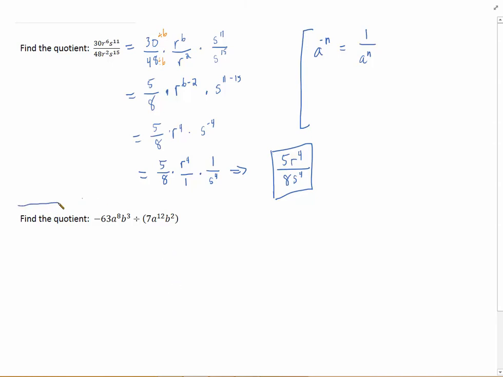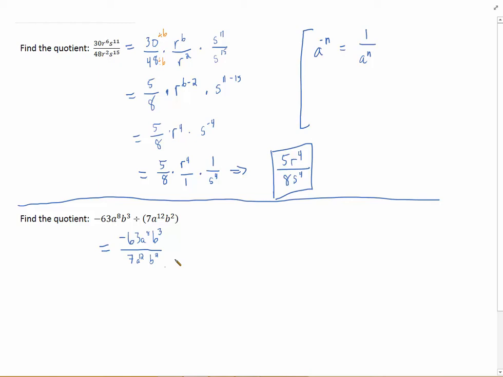Now the second exercise we have here, they gave us negative 63 a to the 8th b to the 3rd divided by 7 a to the 12th b to the 2nd. Well, that division symbol, division is just another way to write a fraction. And a fraction is just another way to write division. So this is the same as negative 63 a to the 8th b to the 3rd over 7 a to the 12th b to the 2nd.